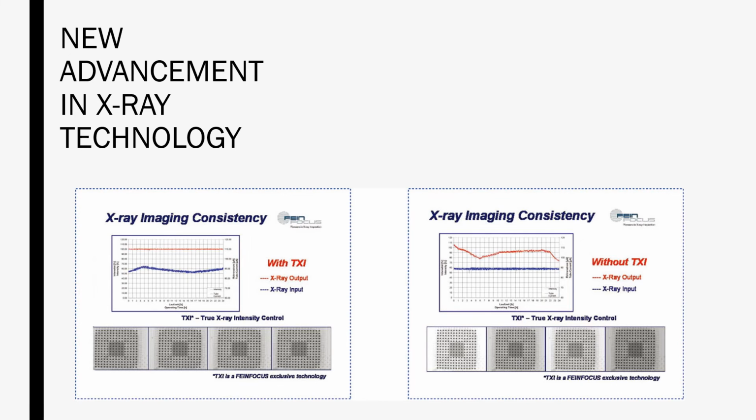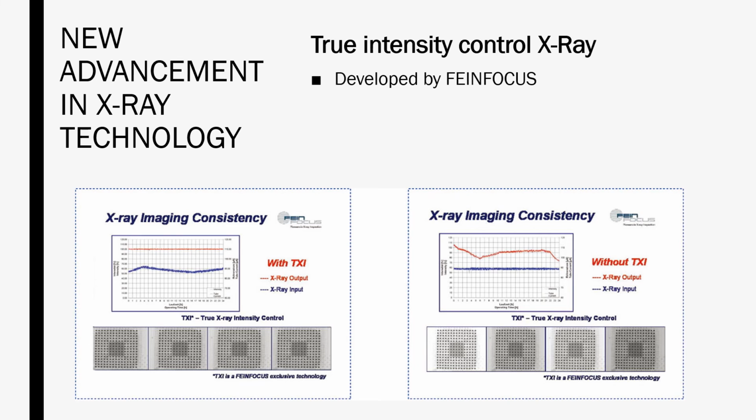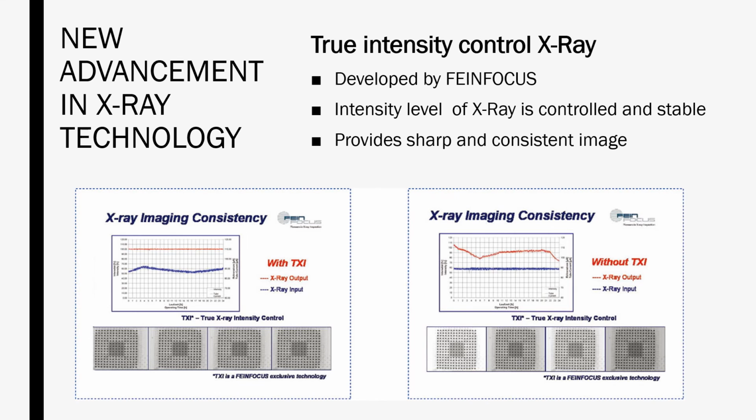So let us discuss some new advancements in X-ray technology. The first one is true intensity control X-ray. This type of technology was first developed by Feinfocus. In this type of technology, the intensity level of X-ray is more controlled and stable, so it provides a highly sharp and consistent image in comparison to traditional X-ray.